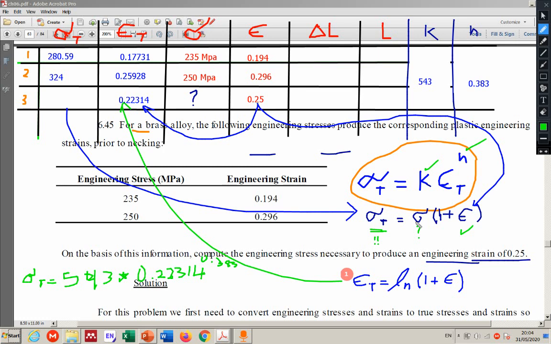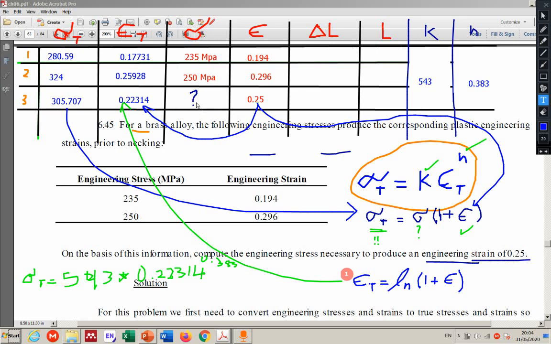So we're going to get 305 for the result here. Let's begin. 305.707 megapascal. Now this is true stress. We don't want this one. We need the engineering stress.